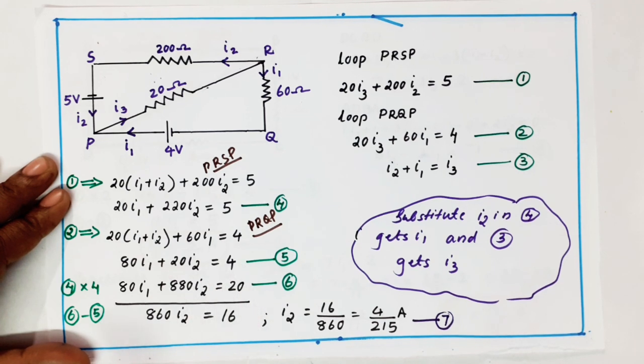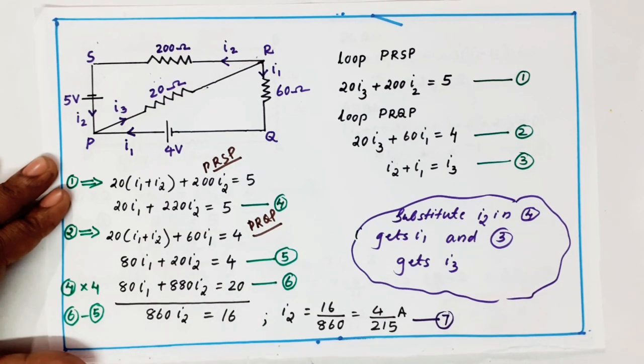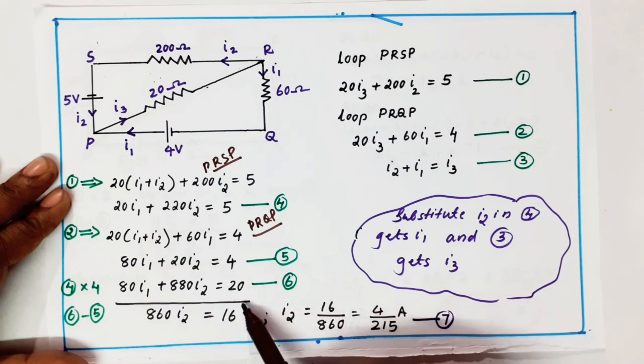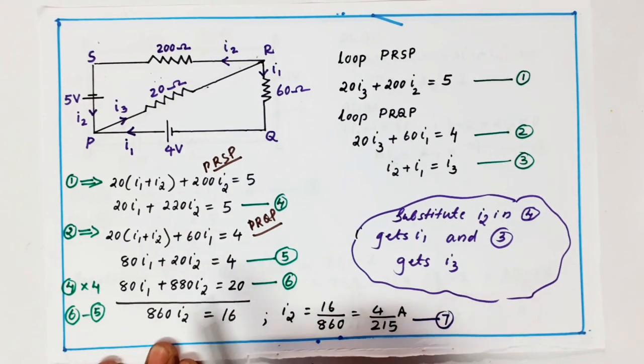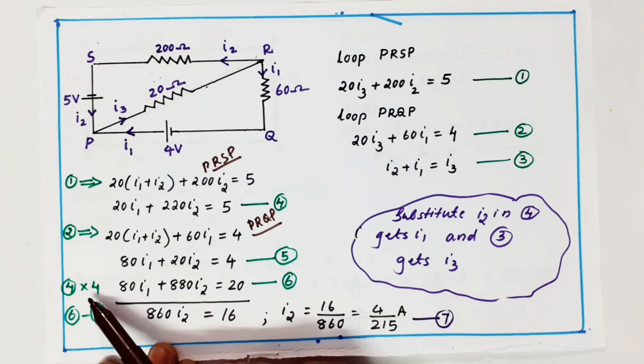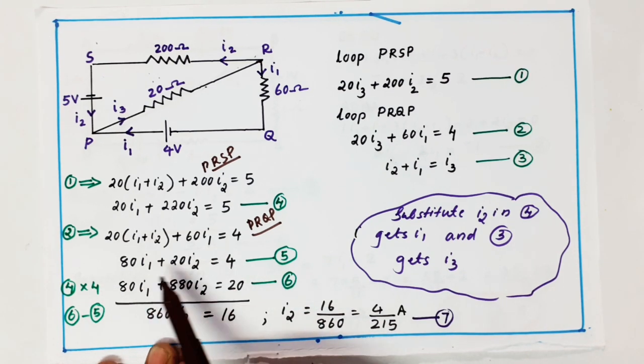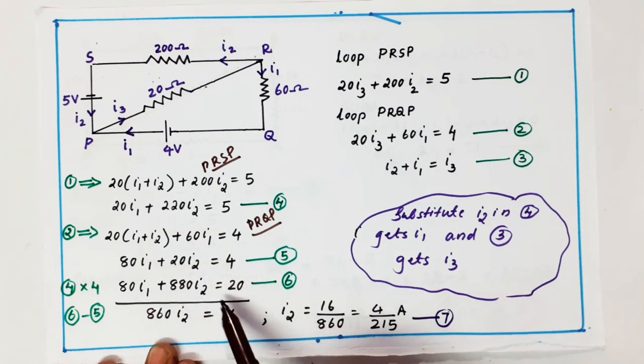So, I multiply these equations. These two terms I have written here. Multiplying equation 4, I multiplied with 4 only. So, I got the similar terms. 80I1 plus 20I2 equal to 4. I got it as 80I1 plus 880I2 is equal to 20. So, I got 860I2 is equal to 16. I2 value is 16 by 860, that is 4 by 215 ampere.